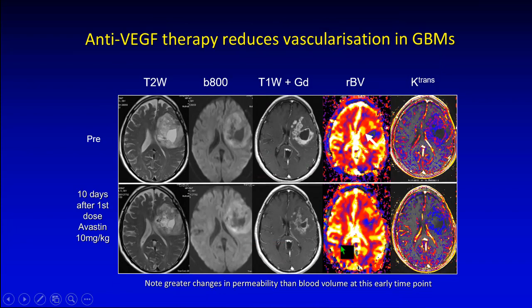Do we see this in humans? The answer is yes, we do. So here is a multiparametric examination looking at diffusion imaging, proliferation, and in this particular instance, looking at blood volume and the permeability of the vessels with somebody who is receiving Avastin, an anti-angiogenic drug.